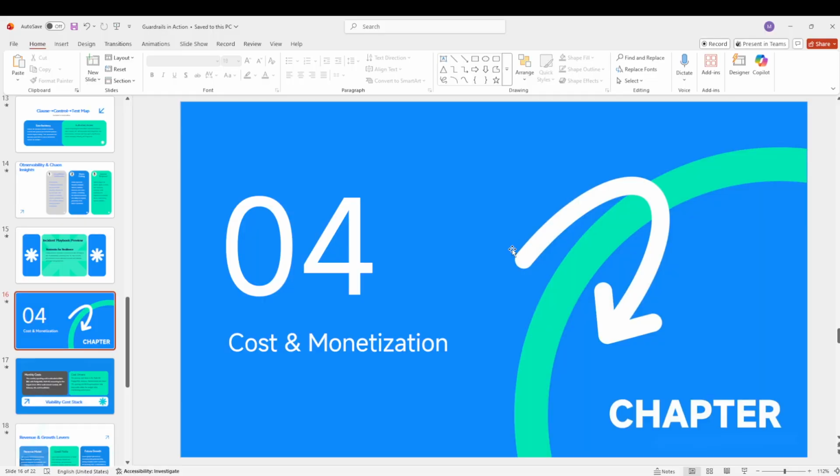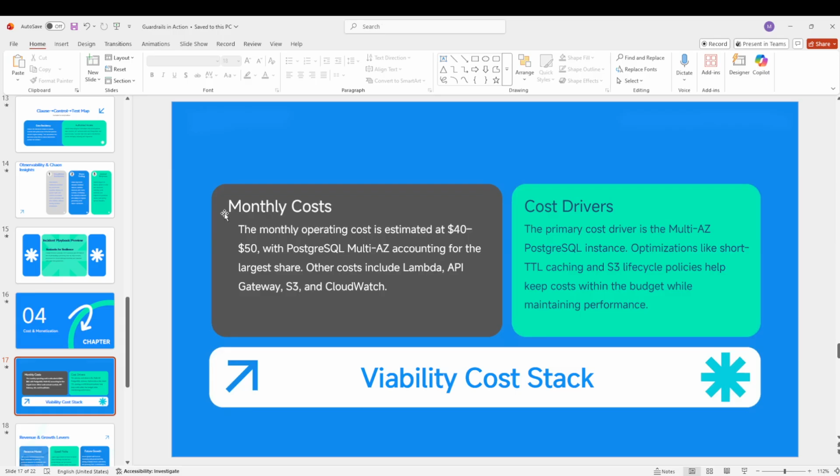Moving on to cost and monetization. Our monthly cost, as mentioned, should be around $50 per month with the serverless architecture. The main cost driver should be our Postgres instance, and optimizations such as short time-to-live caching and S3 lifecycle policies should help keep the cost within budget.